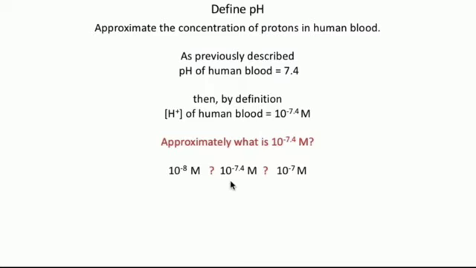Well, certainly 10 to the -7.4 is between 10 to the -8 and 10 to the -7. Please put in the greater than or less than signs. And again, the bigger the negative exponent, the smaller the number, so that 10 to the -7.4 is larger than 10 to the -8 and smaller than 10 to the -7. And that puts it between 10 to the -9 and 10 to the -6.